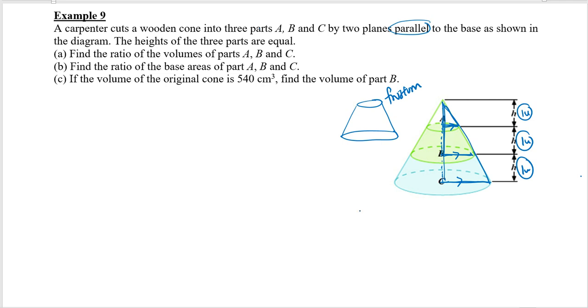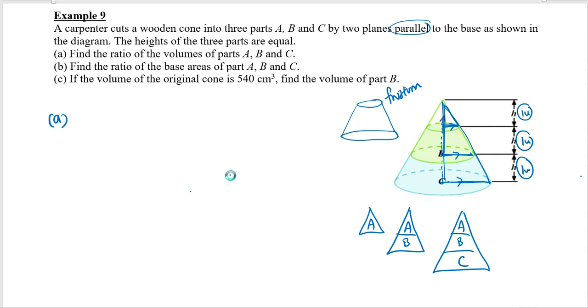So what you are really supposed to be looking at to form a relationship is the cone A, the cone A and B together to form a second cone, and the cone A, B, C together to form a third similar cone. So not to look at the frustum individually yet. So to form a ratio of the volume of these 3 similar solids, I'm going to write volume of A is to volume of A plus B is to volume of A plus B plus C.